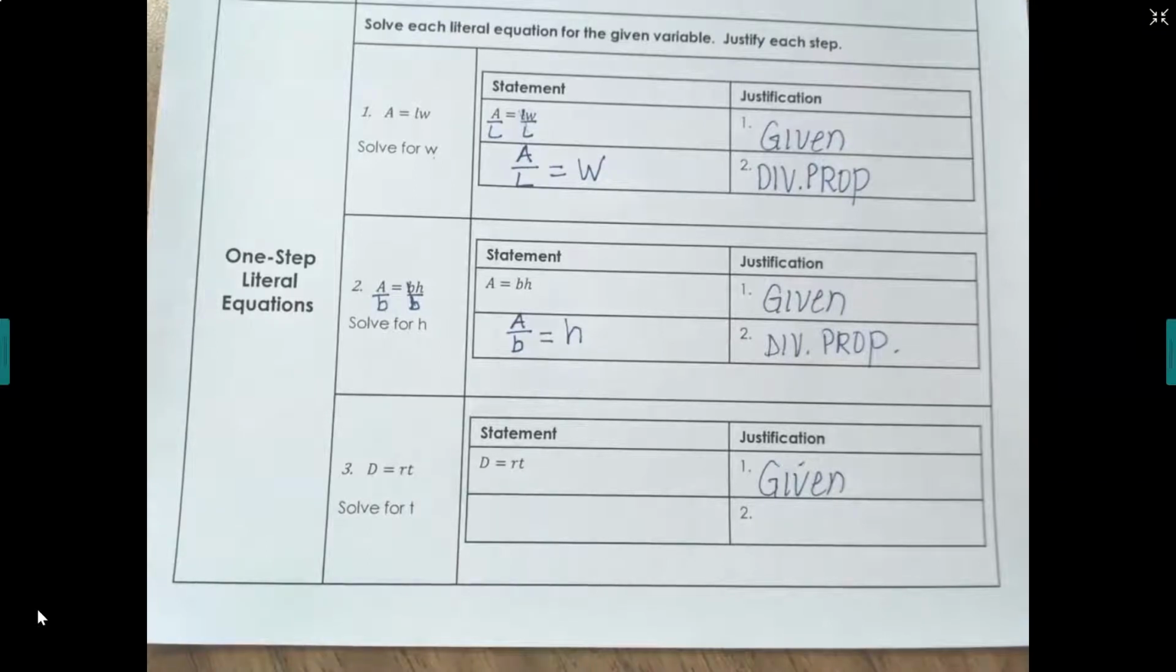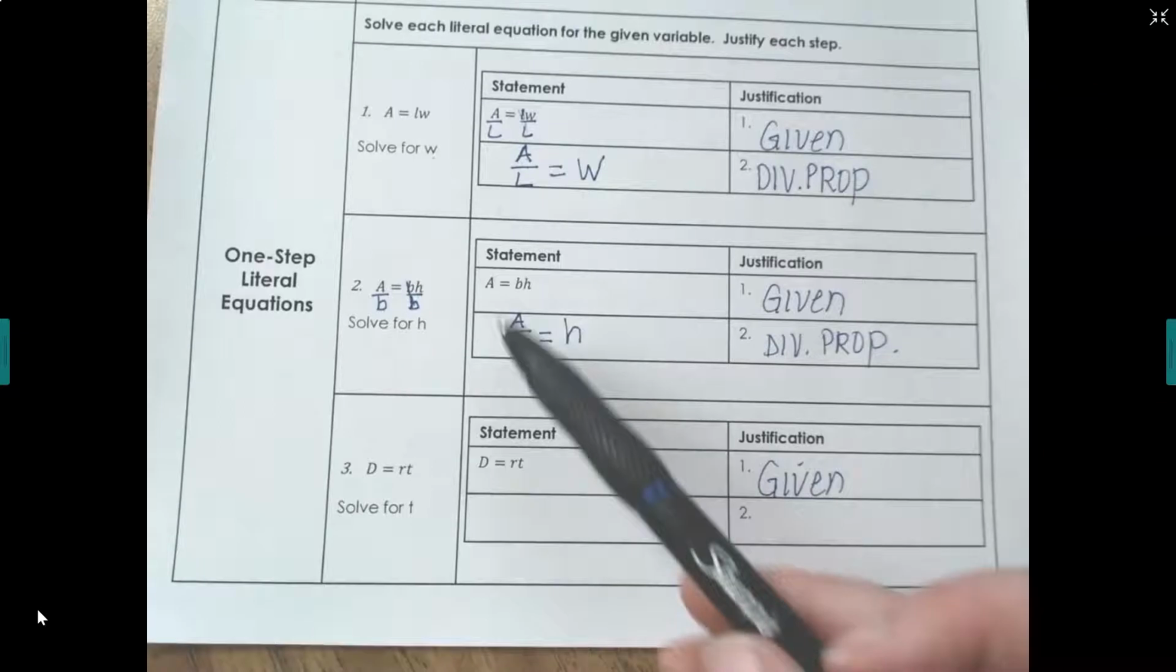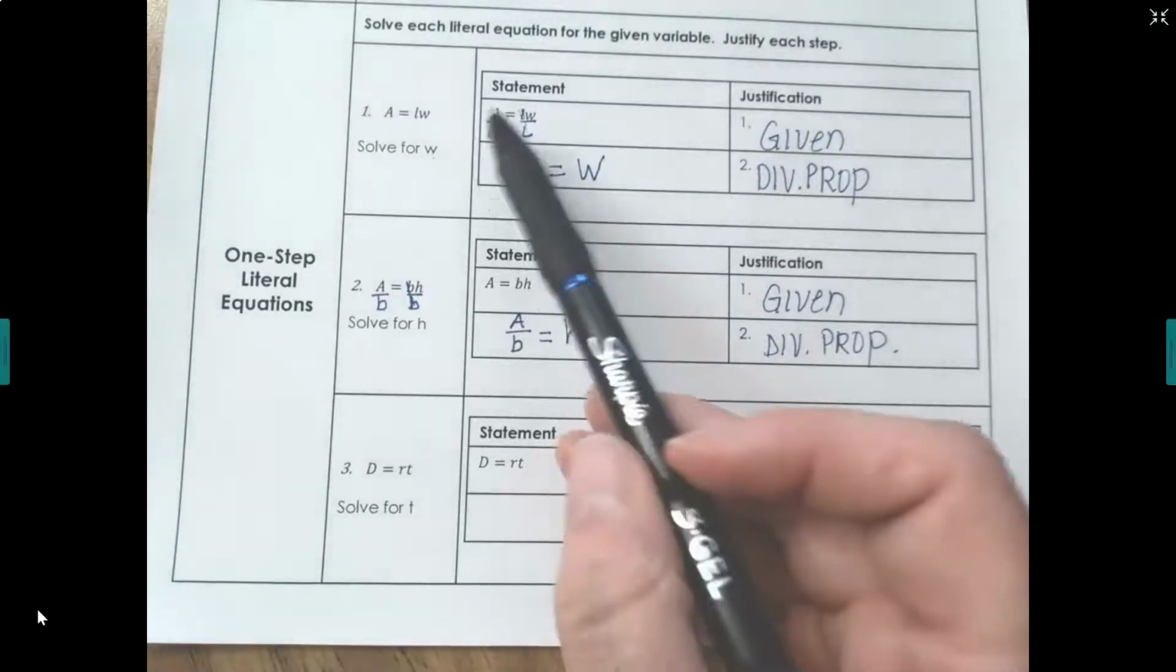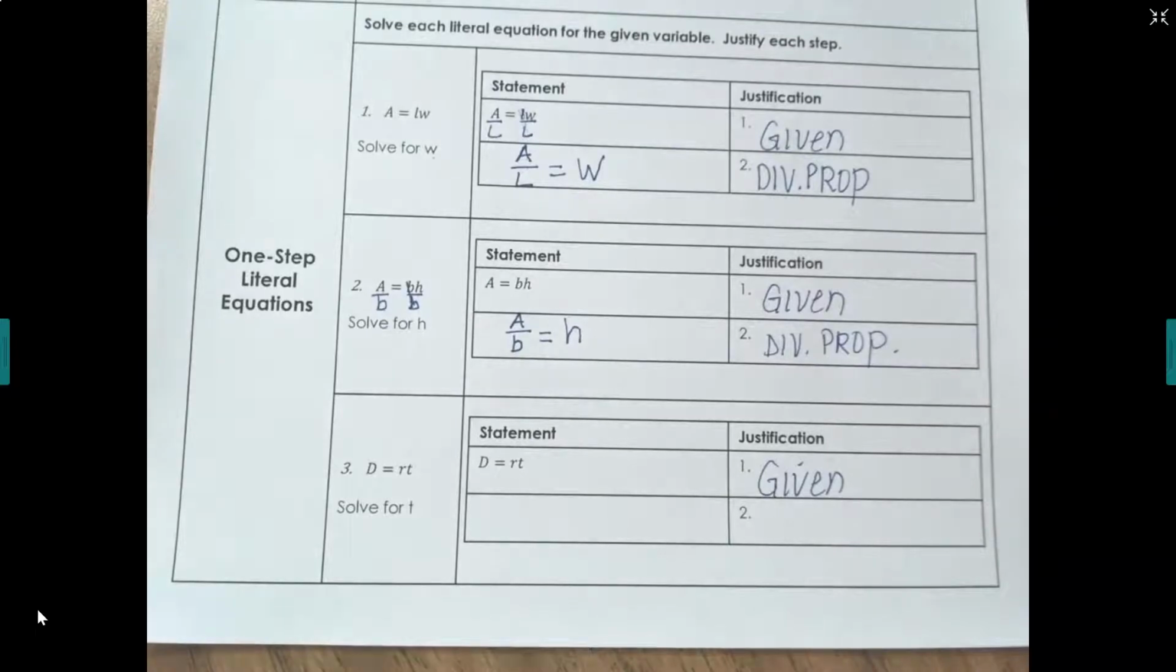Okay, so let's try it again. D equals RT. Distance equals rate times time. This is an actual science formula. This is area equals base times height. Those are science. Area equals length times width. Okay, these are all formulas that we can be using in science and math.